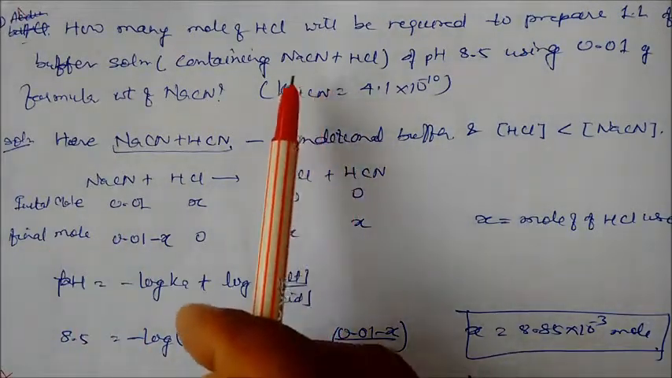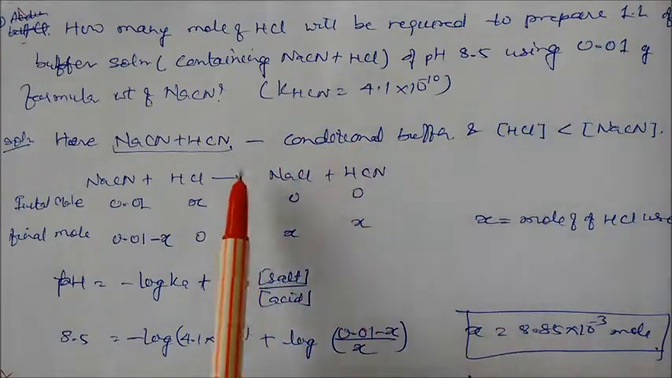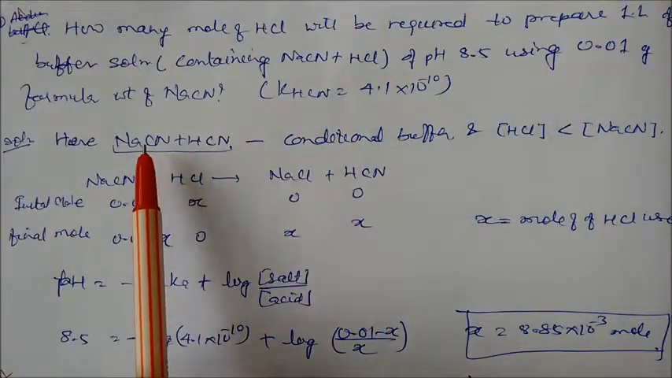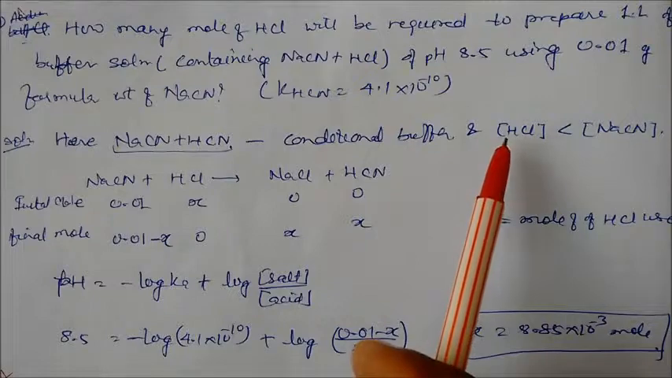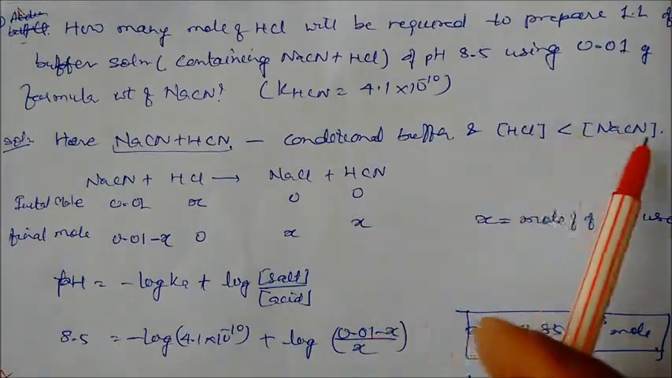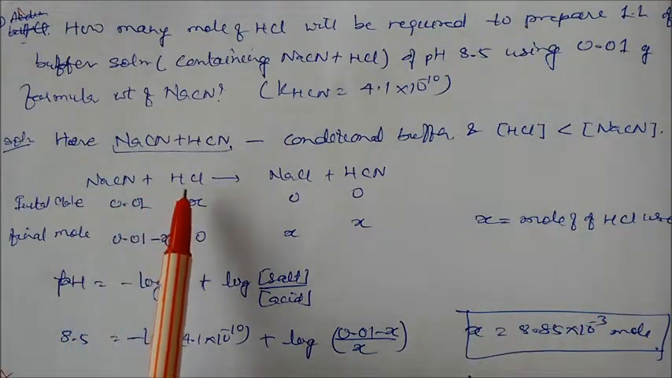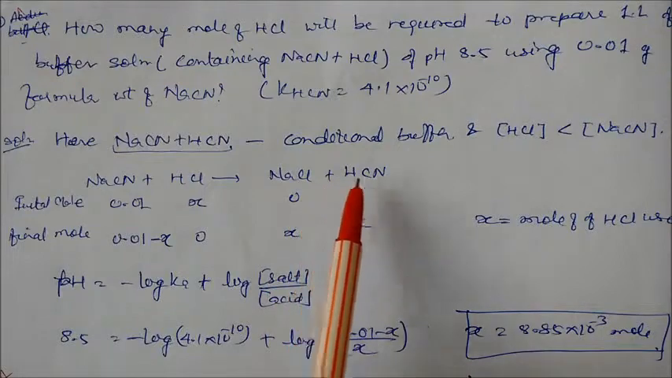Now in this case, NaCN and HCN is a conditional buffer. Why conditional? Because the concentration of buffer is there. HCN is a weak acid and this is the salt of the weak acid. So again, the concentration of HCl is less than the concentration of sodium cyanide. This we have to remember. So when NaCN is reacting with the HCl, this will give you NaCl plus HCN.